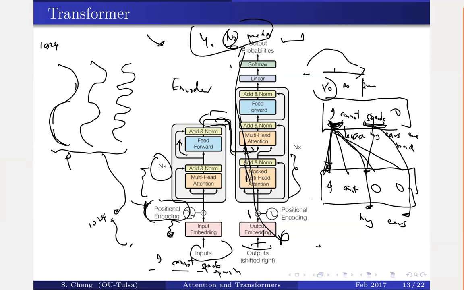Then again I go for positional encoding, and I go through this entire thing. I guess I am over time, so I will just stop here. Maybe I'll repeat a little bit of the attention model next time. So I will see you guys Thursday then.